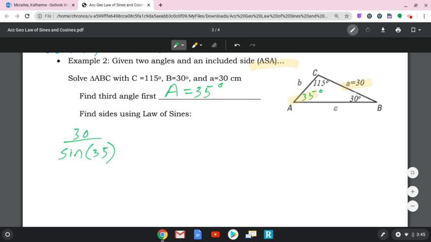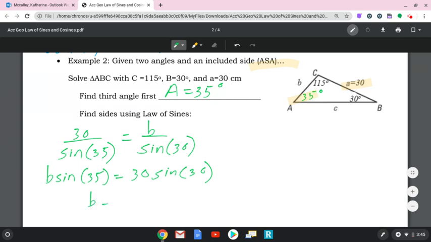So now if I want to find B, I would take little b and put it over sine of angle B, which is 30 degrees. So what are we going to do? I want you to cross multiply. So again, you're going to get B sine of 35 equals 30 sine of 30. And you'll divide by that sine of 35. So when we put that in our calculator, you do 30 sine 30, close that parenthesis, and divide it by the sine of 35. And you should get your B value to be 26.152.